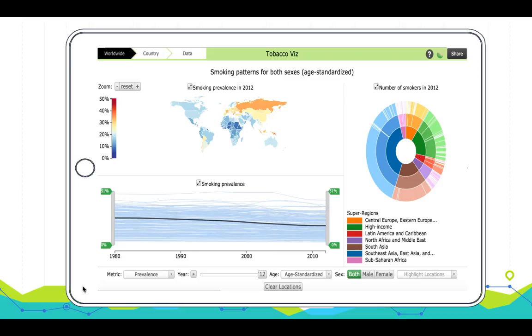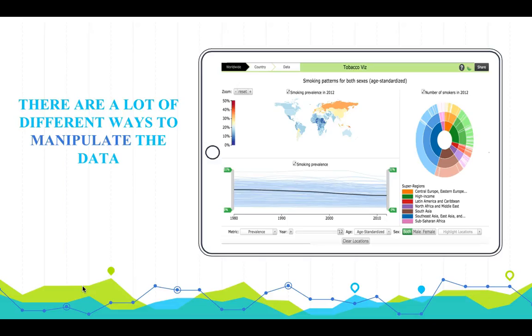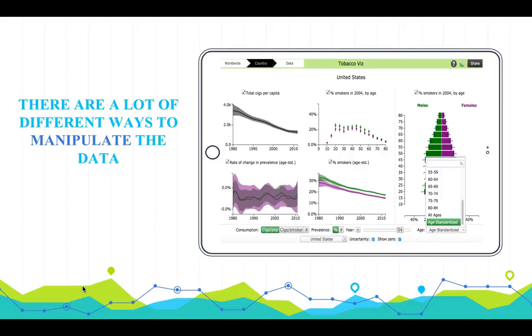Now here is the tobacco visualization. And the first thing that we want to point out to you is there are a lot of different ways to manipulate the data here. For example, you could have taken it from a worldwide view to a specific country view. You could have also looked at males only, females only. So there were a lot of different ways to manipulate the data. For example, you could have gotten a screen that looks something like this, and then you could have also looked at age ranges. So make sure that you experiment a little bit with the next visualization to make sure that you're actually getting the data that you want.